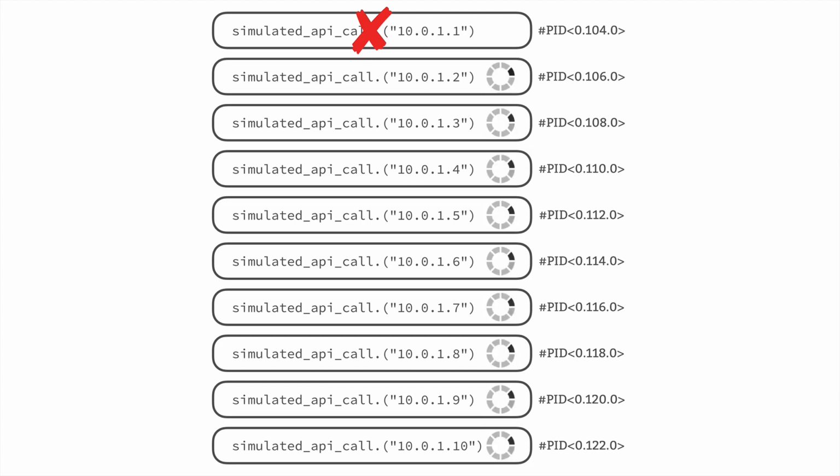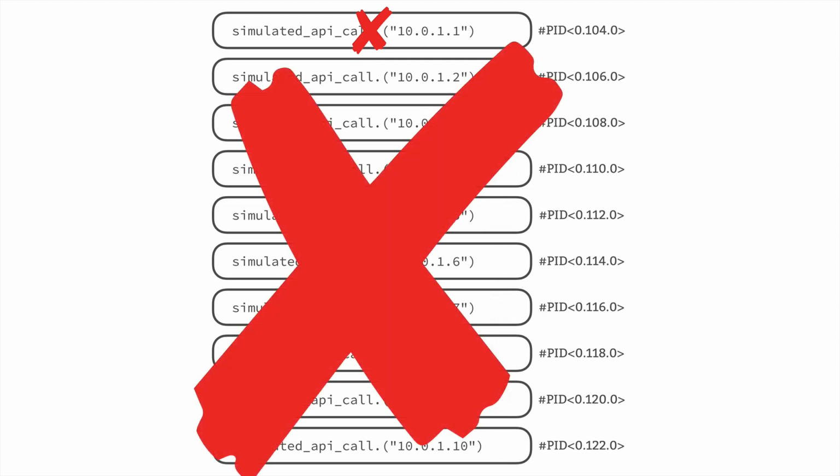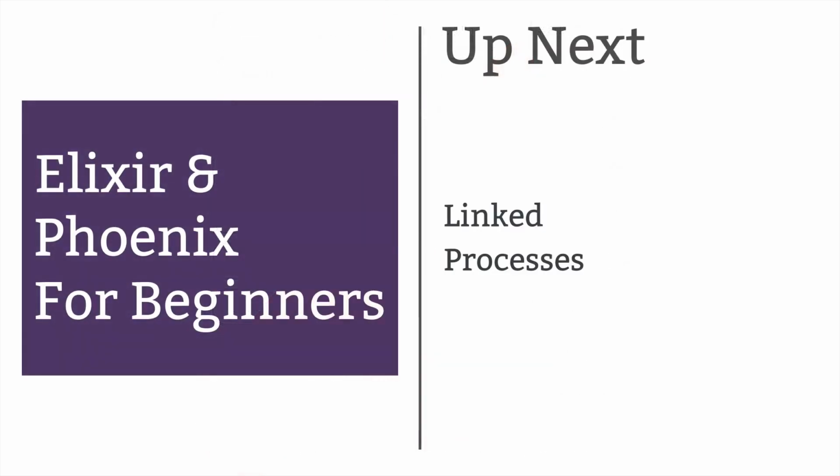In our example, the goal was to get the voting results of all 10 machines and sum the results together, and if one of the machines isn't available, it would be a waste of resources to make the other 9 API calls when there's no chance of getting to the desired result. So what should we do in this type of situation? Well, that's what we'll talk about in the next video.